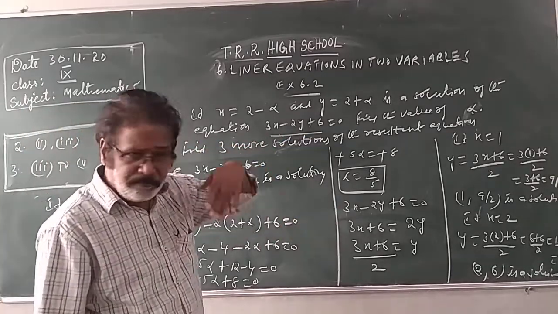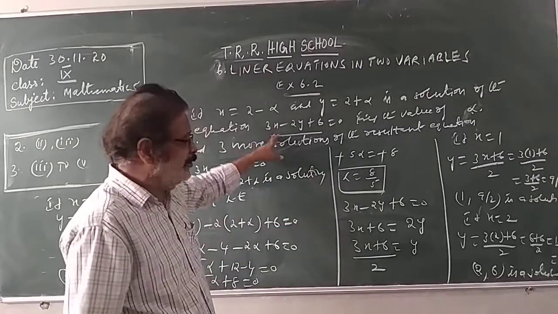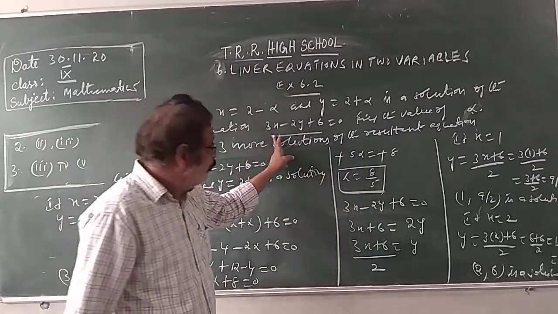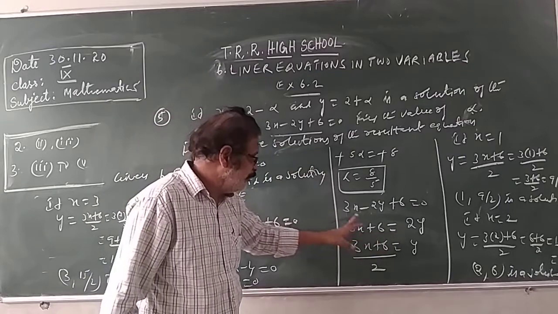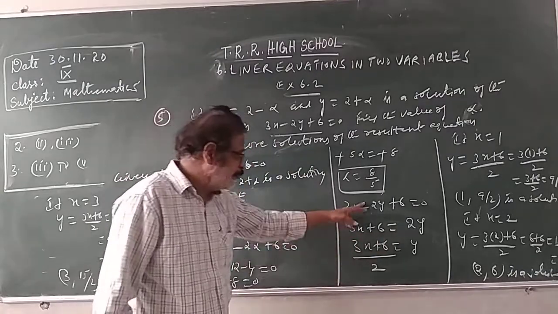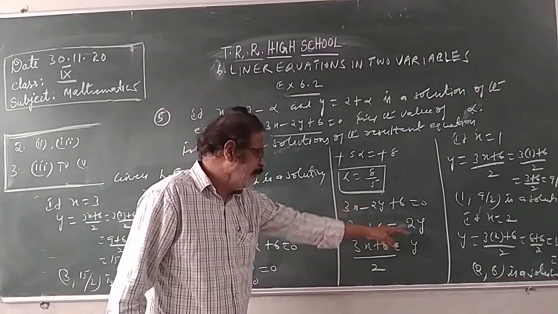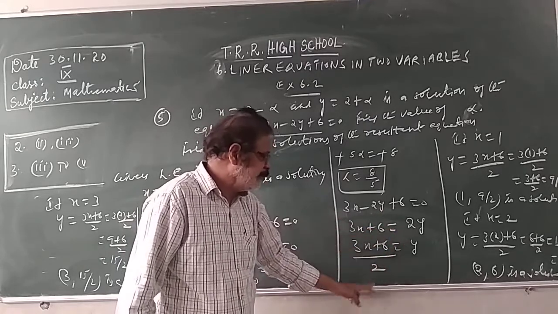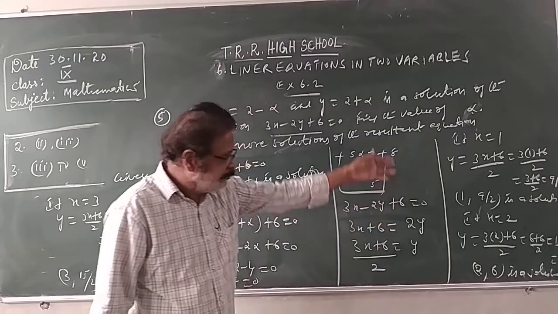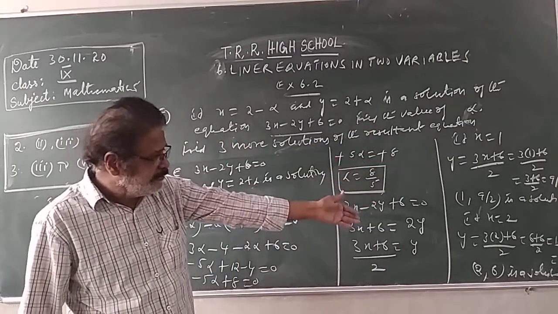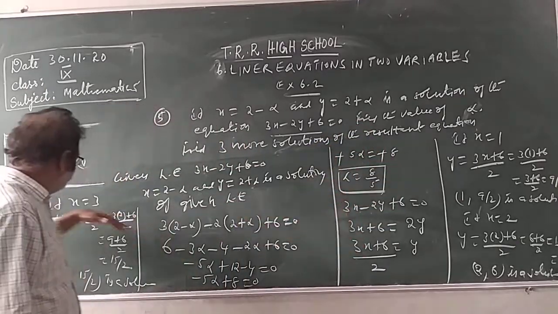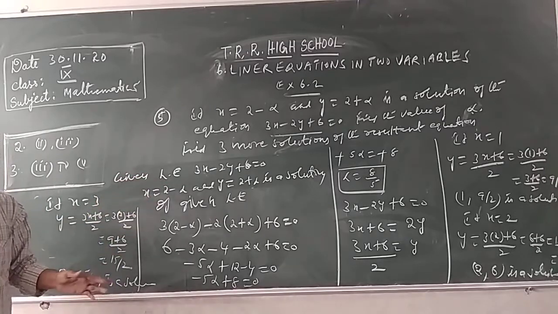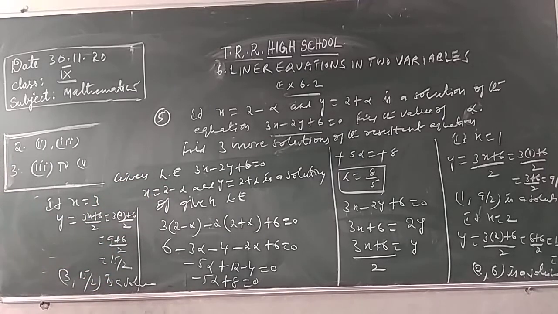So when you want to find more solutions, write the equation in the form of y. 3x minus 2y plus 6 equal to 0. We want y, so minus 2y is sent to the right side as plus 2y. 3x plus 6 equal to 2y, that is 2y is equal to 3x plus 6, y is equal to 3x plus 6 by 2. So we took x is equal to 1, x is equal to 2, x is equal to 3, and found more solutions. Like this you can solve. In the same manner you complete the 6th and 7th problems.